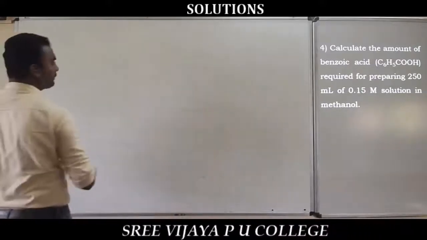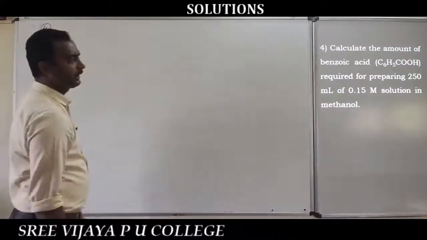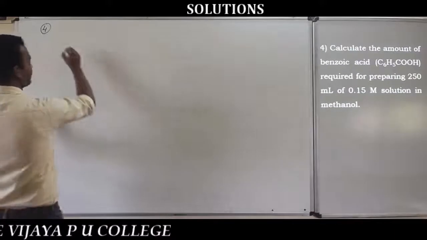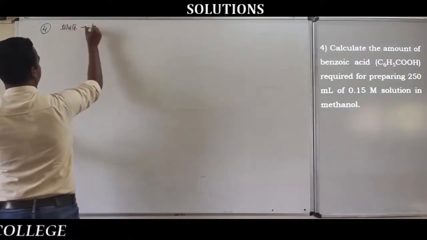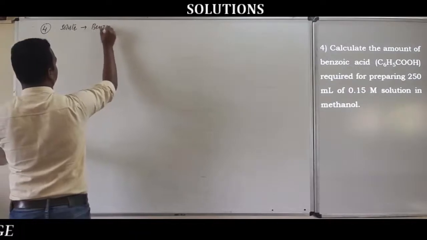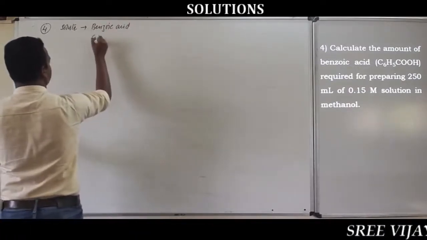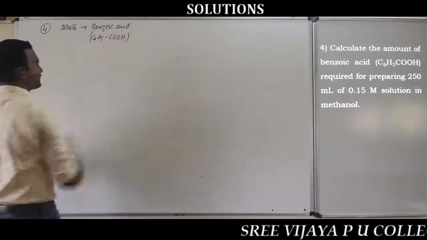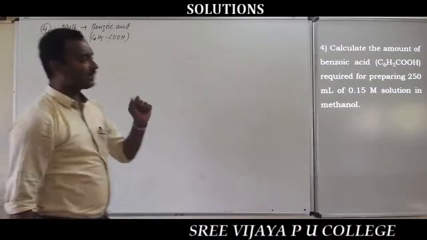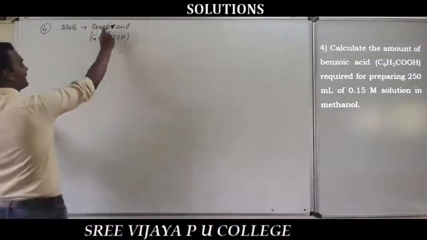In the given problem, that is problem number 4, what you have to calculate? First to find out the solute. Solute is benzoic acid. Formula is given, that is C6H5COOH. That is the solute. And calculate the amount of benzoic acid ಅಂತ ಹೇಳಿದಾನೆ. So benzoic acid acts as a solute.